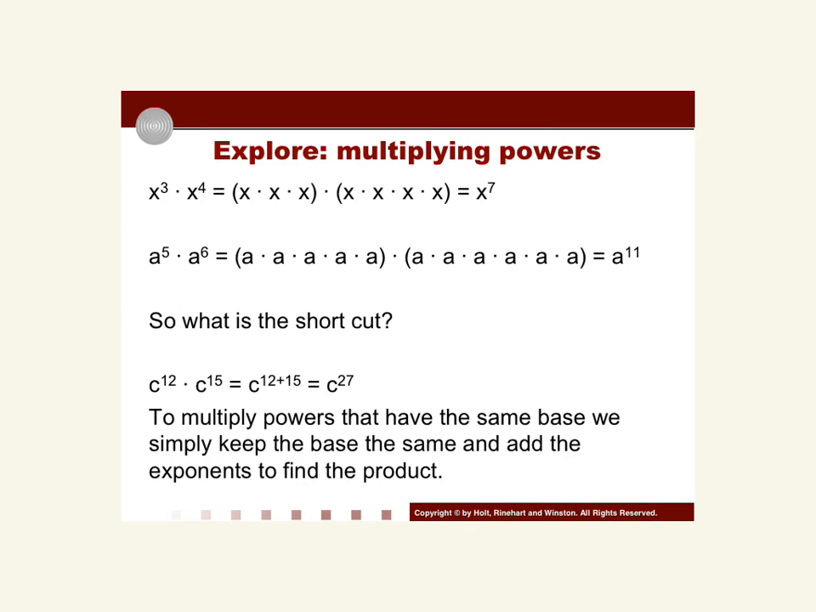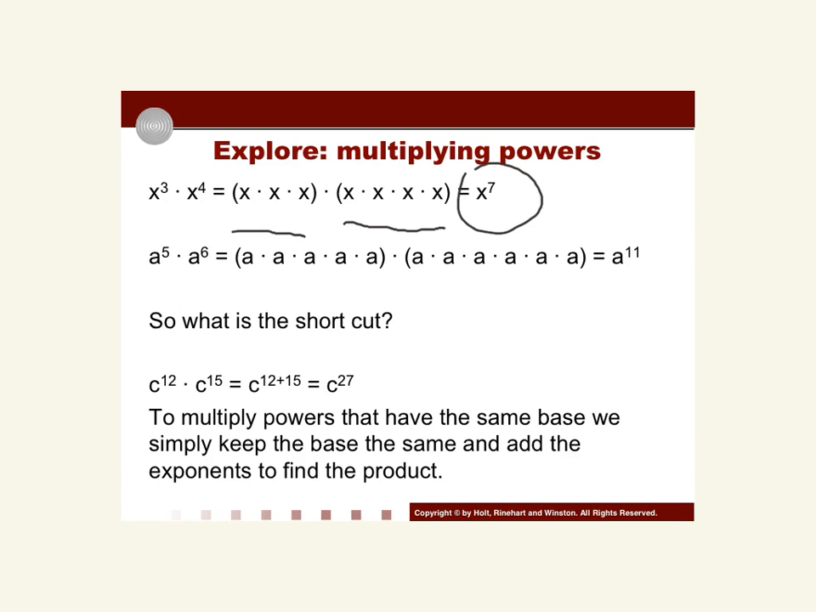So if we look at multiplying powers, if we have x to the third times x to the fourth, by the definition of an exponent, x to the third would mean x times x times x. X to the fourth would mean x times x times x times x. Since they're being multiplied, the total number of times x is used as a factor is 7, so it's x to the 7th.